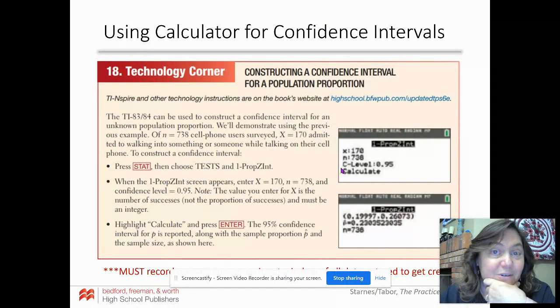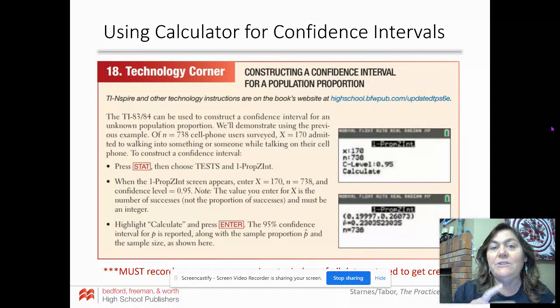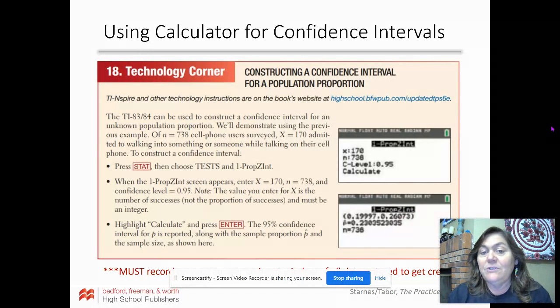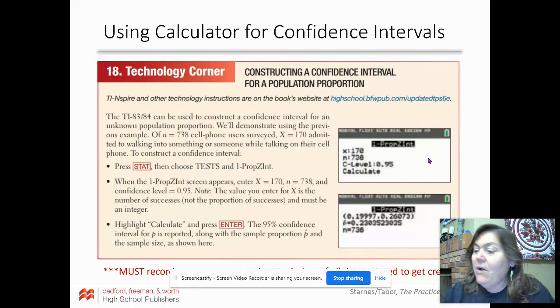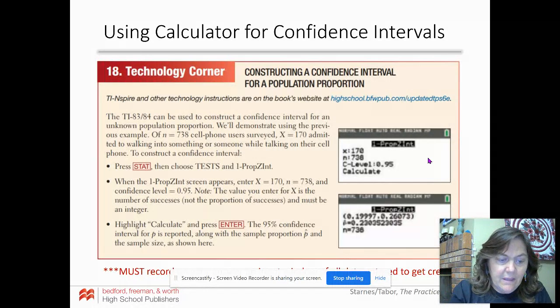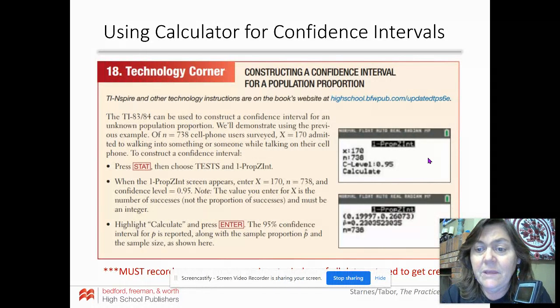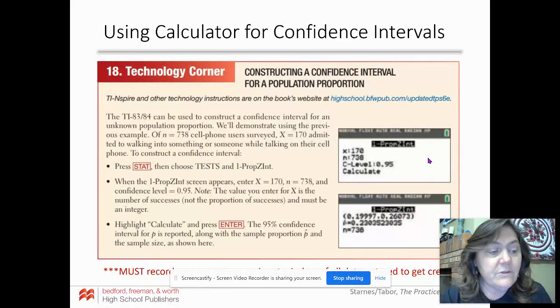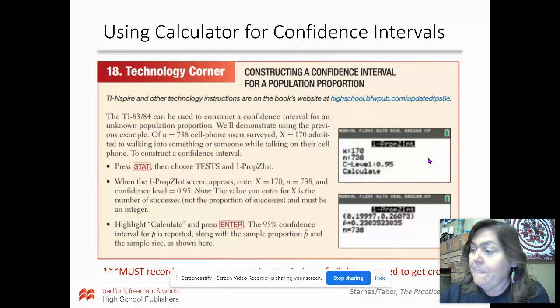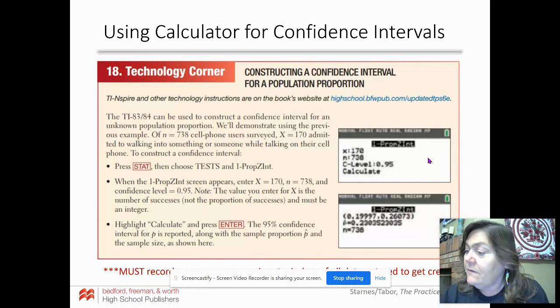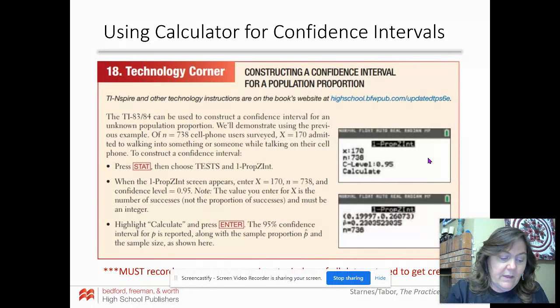There is a calculator command for doing all the work. I wanted you to do it by hand first yesterday. And now if you wish to switch to a calculator command, it is the one-prop Z-interval. In my calculator, it just says Z interval in the older ones. So it might say one prop, that's one-proportion Z interval, or just Z interval.